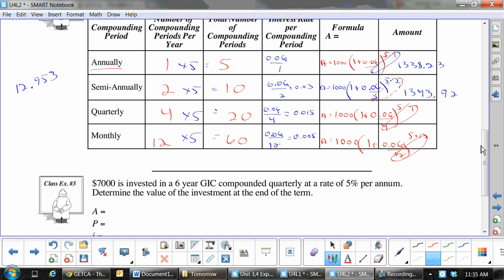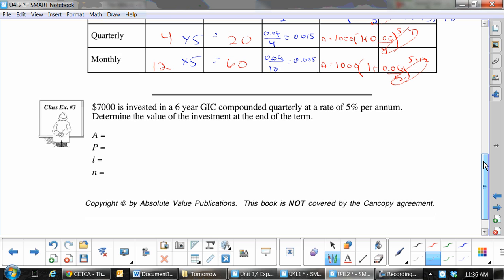Okay, so instead of going through and doing the math for this one, this is like the easiest question you'll ever get. 7,000 invested for 6 years in a GIC compounded quarterly at a rate of 5% per annum. Determine the value of the investment at the end. So A equals P times 1 plus i to the n. So what don't we know? A, the investment at the end.